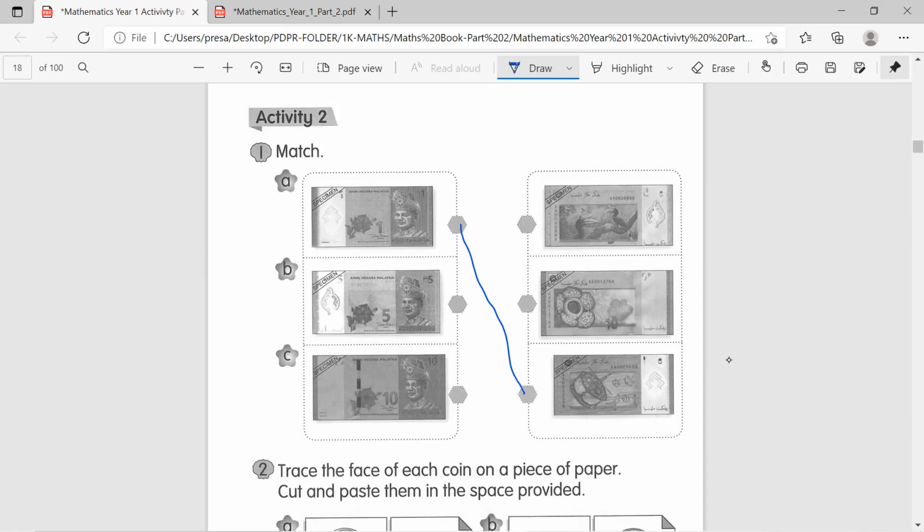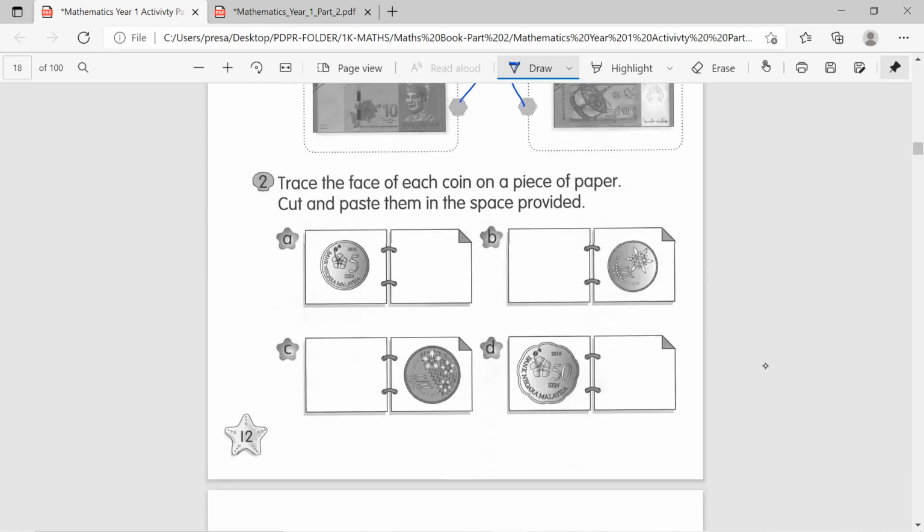And what about the Ringgit Malaysia 5? The behind part is the hornbill animal. And how about the Ringgit Malaysia 10? Yes, the Rafflesia flower. Now look at question 2. Trace the face of each coin on a piece of paper. Cut and paste them in the space provided.